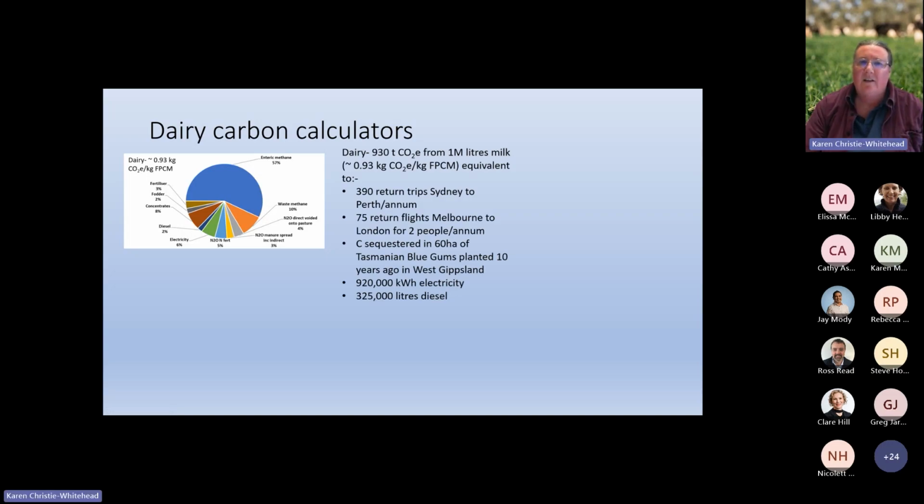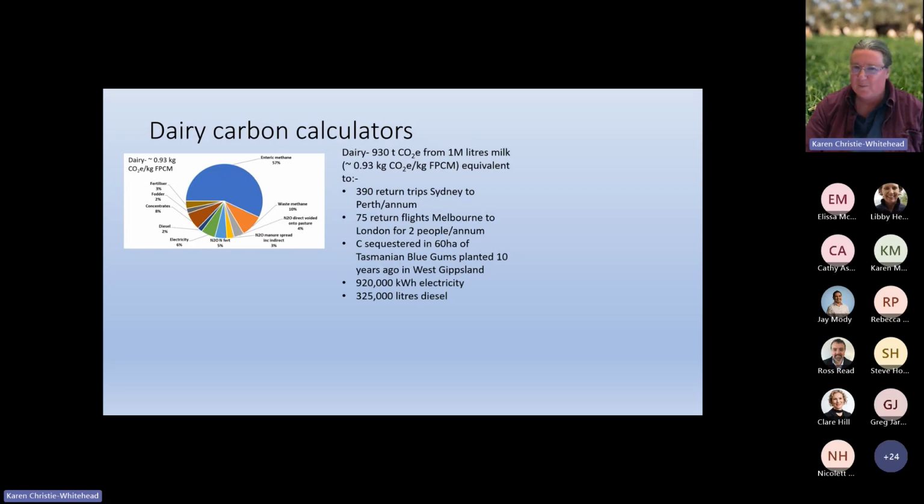So as I said, the overall average was around that 0.93 kilograms of CO2 equivalent per kilogram of fat and protein corrected milk. And to put it into context, we get asked, well, what does that mean? So for a typical farm, if you were producing around about 1 million litres of milk, it would be equivalent to emitting around the same as 390 return trips on a plane from Sydney to Perth. Driving from Sydney to Perth, doing return trips in your car, it's around about 390 trips per annum.